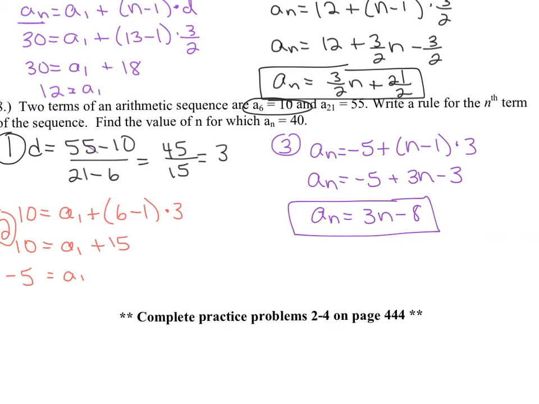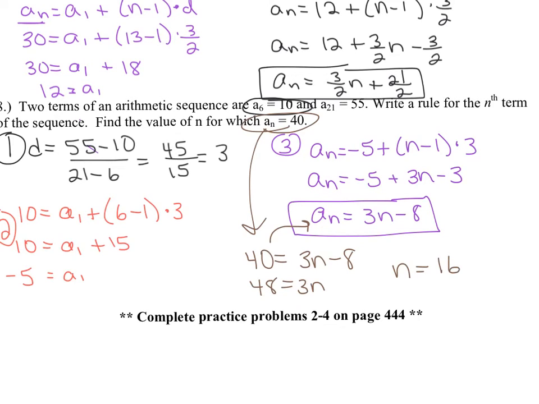And then it says, find the value for n for which a sub n is equal to 40. So this is just a separate part of this problem. So this is to figure out a sub n is equal to 40. And I'm just plugging in 40 in place of a sub n, because that's what a sub n is equal to. 3n minus 8, and I'll solve this for n. So 48 is equal to 3n. That means that the 16th term is going to be 40.